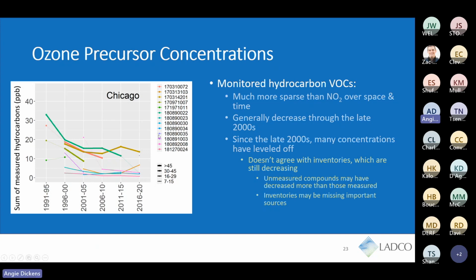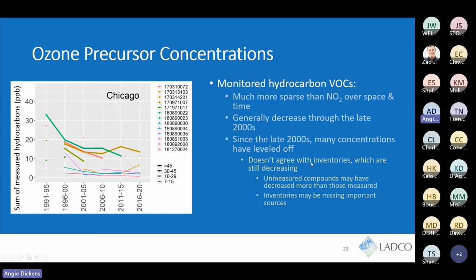So we have this monitoring in a number of different areas. And generally, we see decreases through the late 2000s, kind of through around here. But then in most sites since then, concentrations have kind of leveled off. Here it goes up and then back down. Here it's decreasing, and then we don't really have good data for this last time period. We see this across the areas.